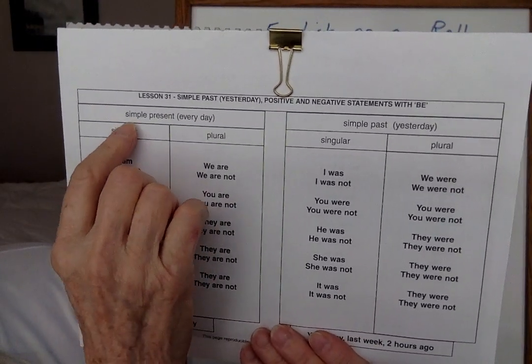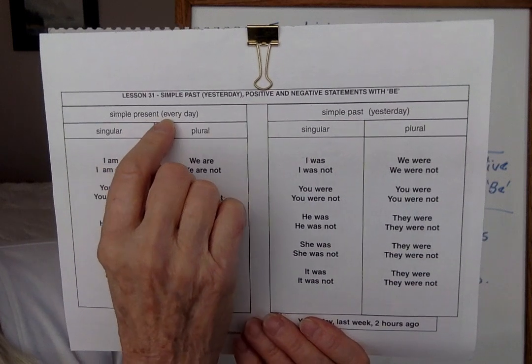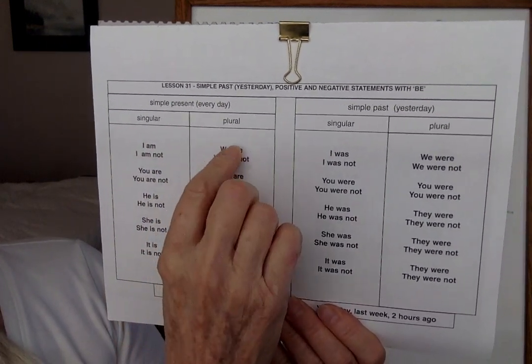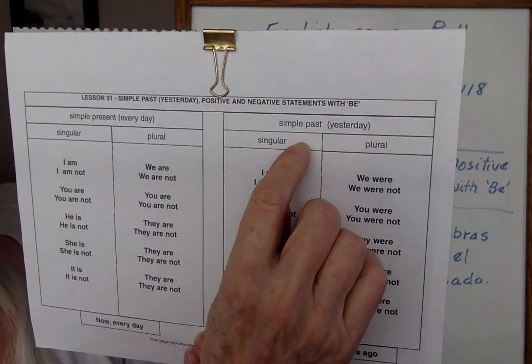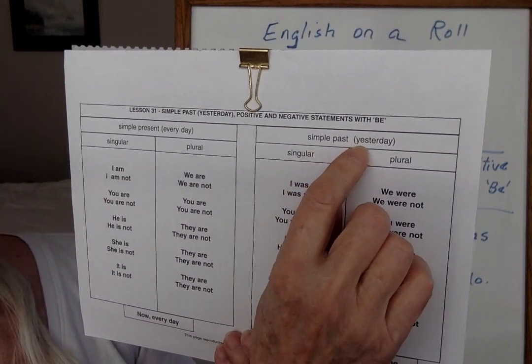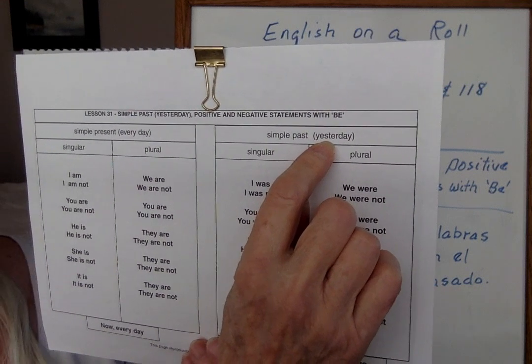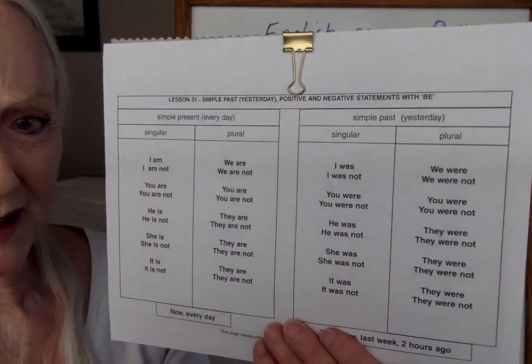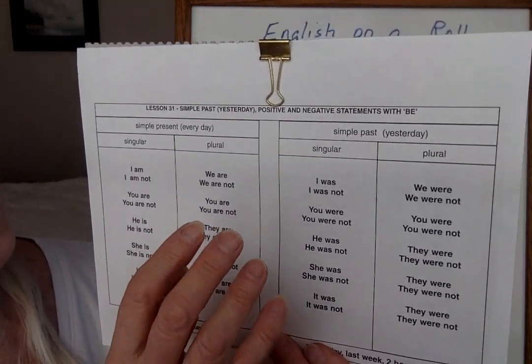You see here we have the simple present, presente. This is your everyday, singular and plural. Here you have the simple past, pasado simple, and this is yesterday. So it's the same verb, it's the be verb, ser o estar.